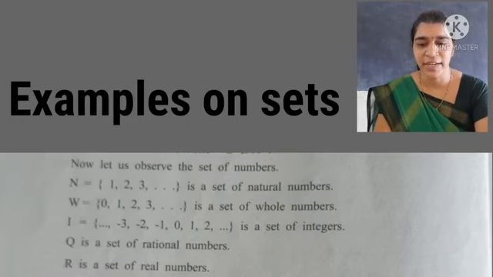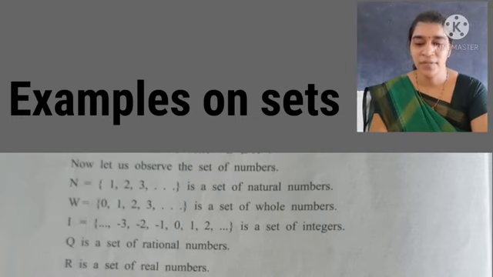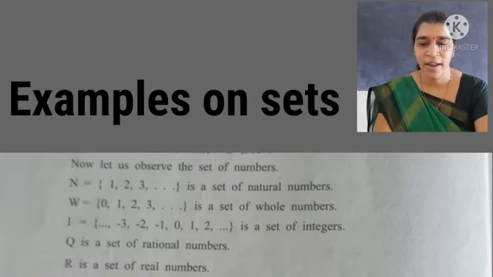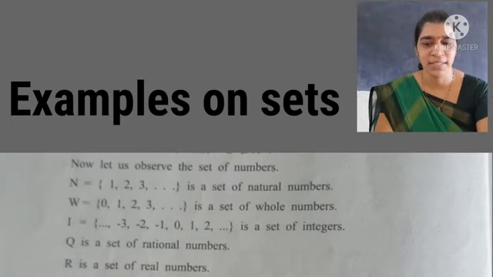So you know how we write a set. First you write capital letters; see in the figure, capital letters N, W, I are given. And we write curly brackets, and all elements in the set we write inside the curly brackets with commas.